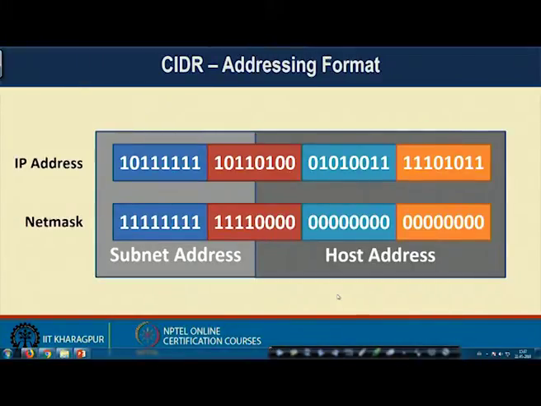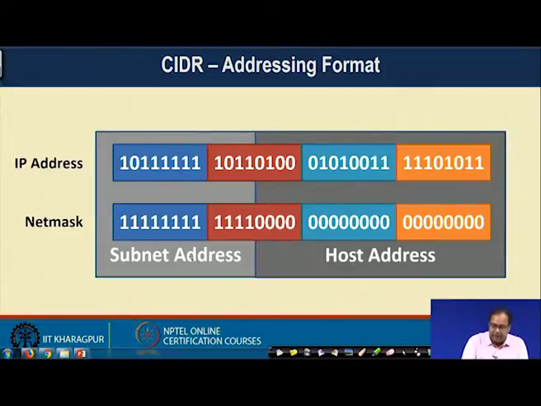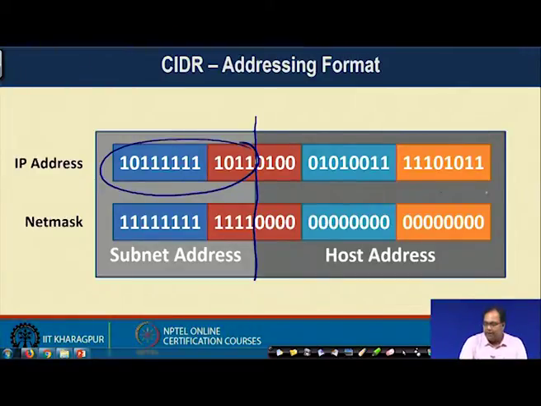We have looked into this basic addressing format in CIDR. So, you have an IP address and a corresponding subnet mask. The subnet mask determines how many bits there are in your subnet IP field. So, in this particular example, the first 8 plus 4, that is 12 bits, are your network IP, and the remaining bits are for the host address. So, this gives your subnet boundary. These bits are for your subnet IP, and the remaining bits identify the host inside that particular subnet.